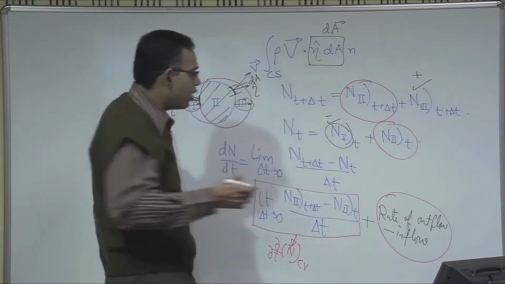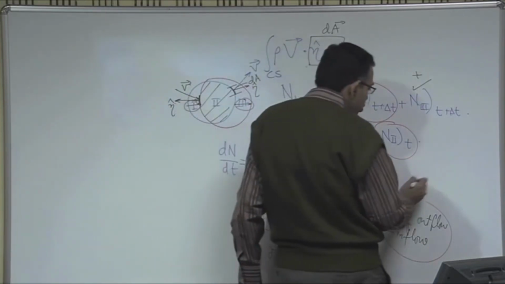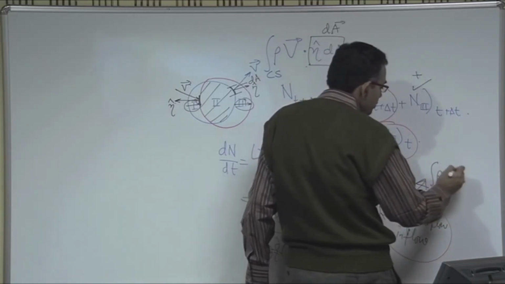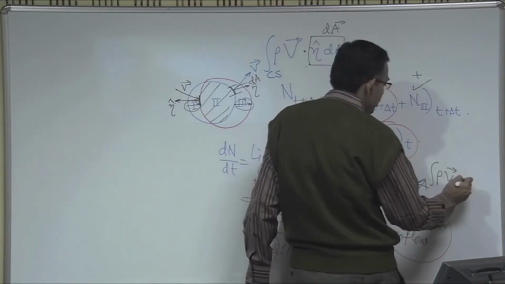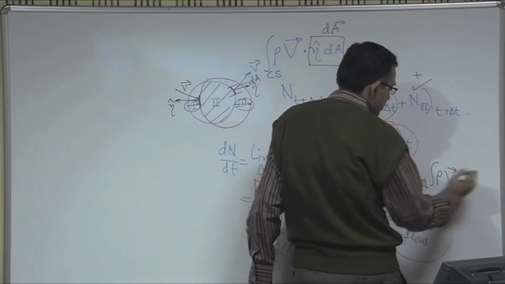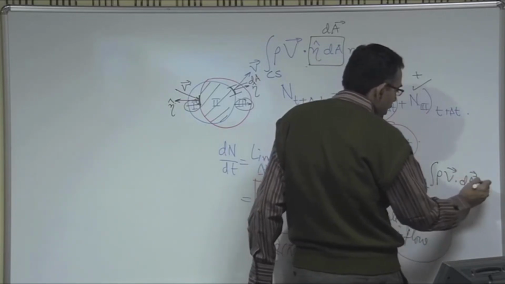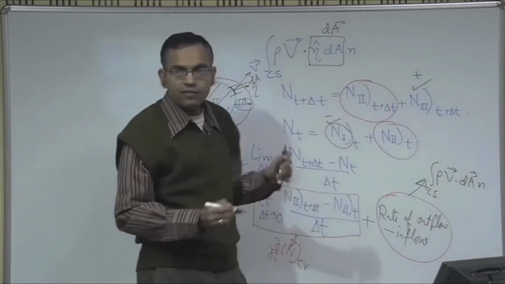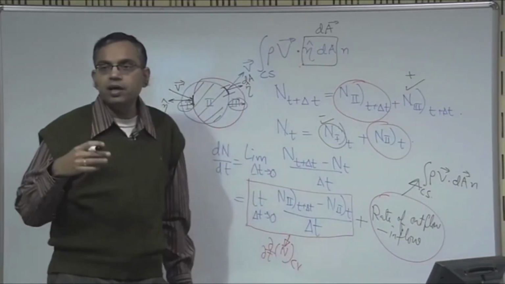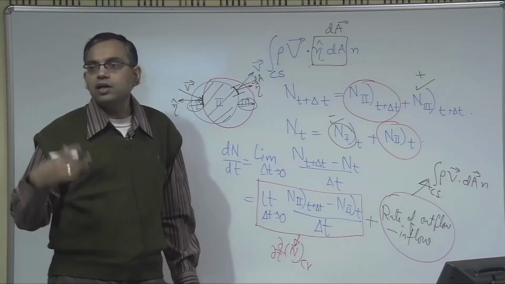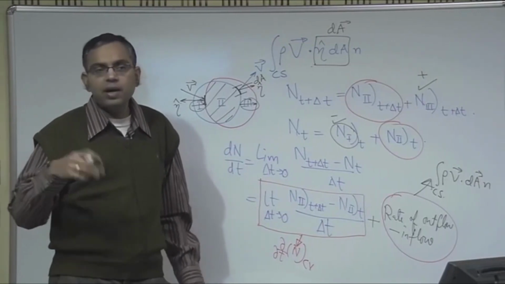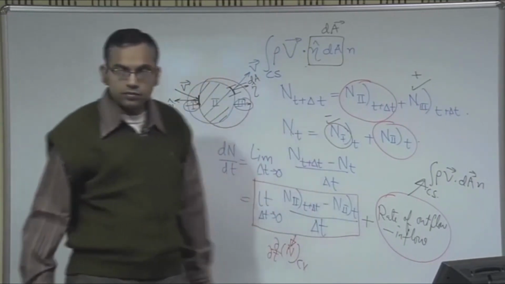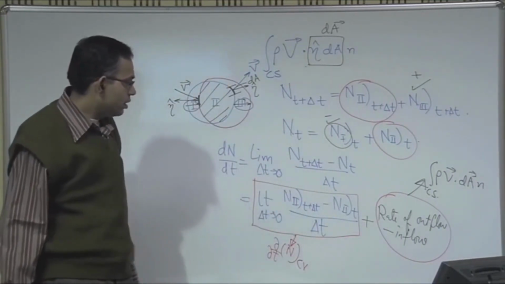So for the outflow minus inflow we can write together this common term, integral of rho v dot dA into n, small n, where some part of the control surface may be inflow, some part of the control surface may be outflow, some other part may be neither inflow nor outflow, okay.